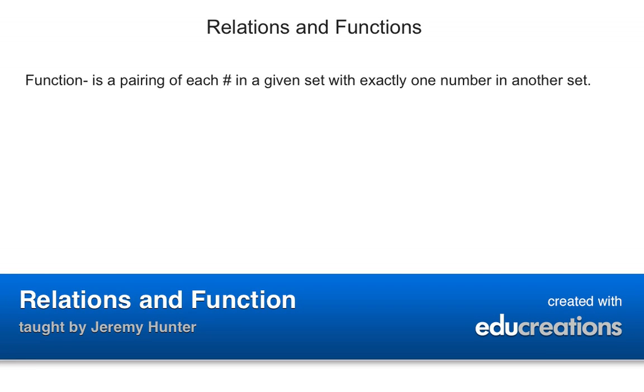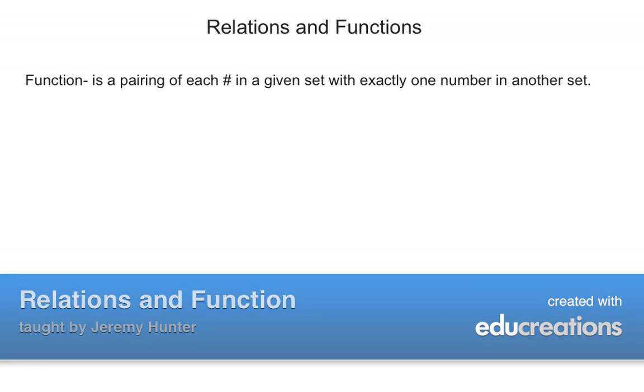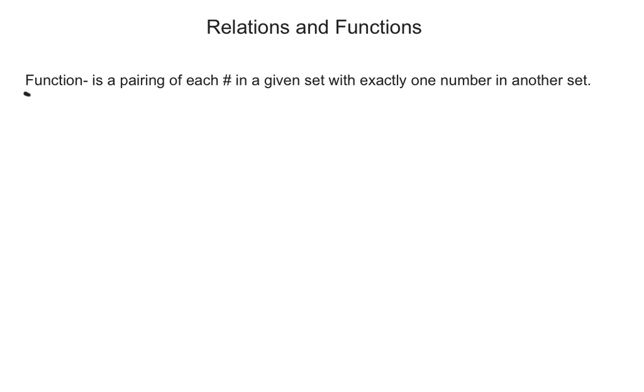All right, everybody. Today's lesson is on relations and functions. And the first thing we're going to talk about here, a definition, is what a function is. A function is a pairing of each number in a given set with exactly one number in another given set. And the key word here for function is exactly one number. All right, so there can only be one thing that matches with exactly one other thing.